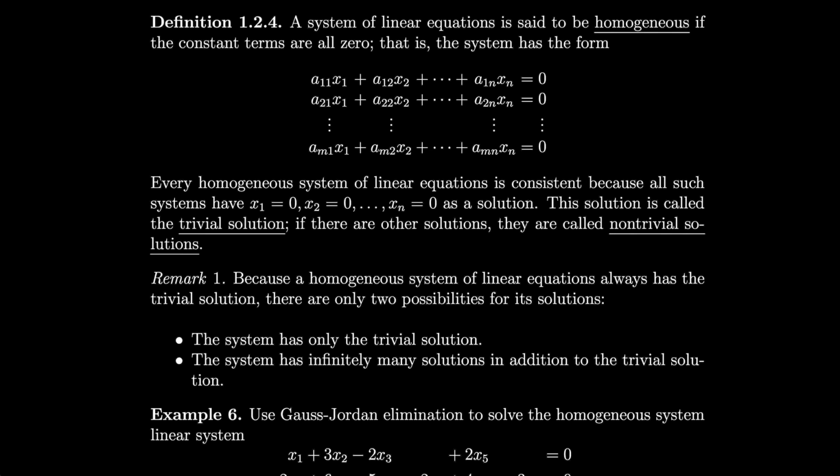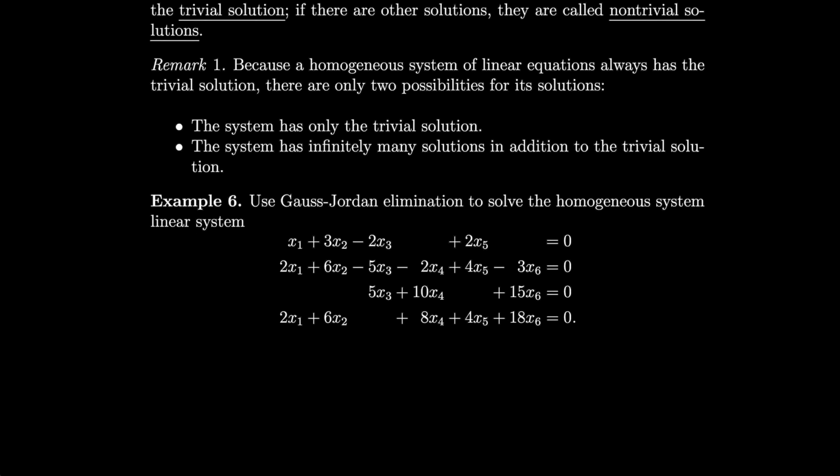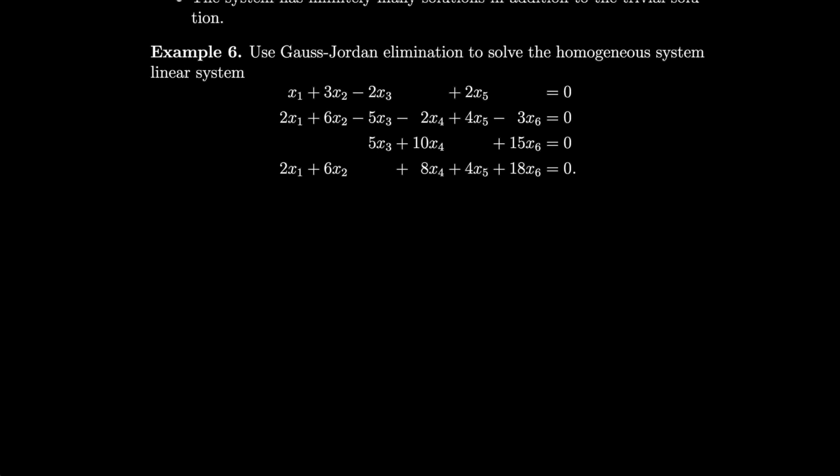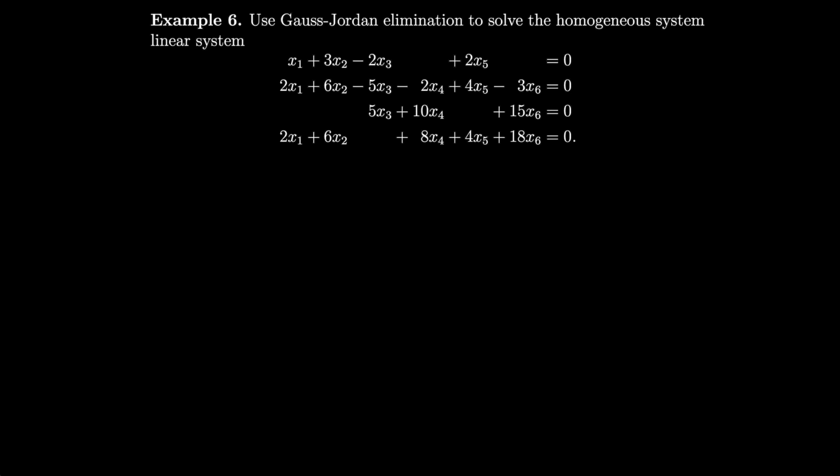Because a homogeneous system of linear equations always has the trivial solution, there are only two possibilities for its solutions. Either the system has only the trivial solution, or the system has infinitely many solutions in addition to the trivial solution. As an example, let's use Gaussian elimination to solve this homogeneous system that is very similar to the one that we did in example 5. In fact, it looks like it is the same except that we're now equal to 0.